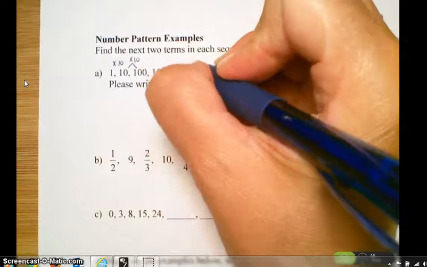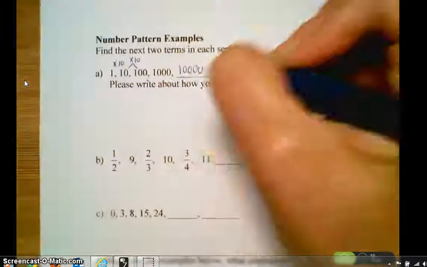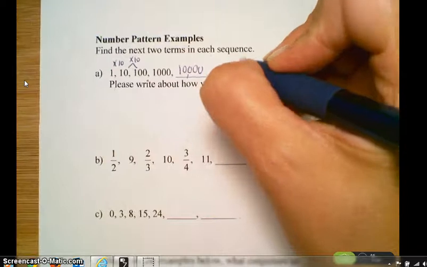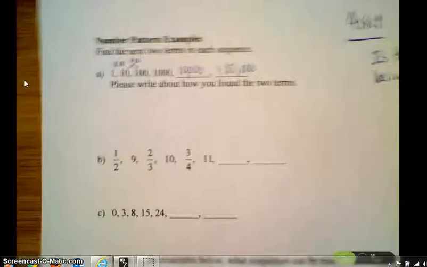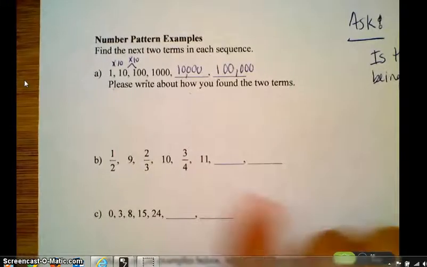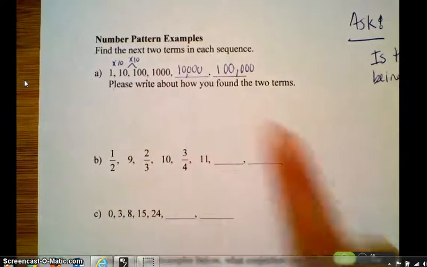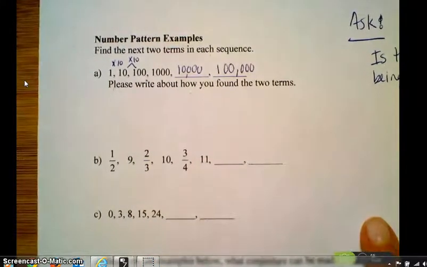Okay, you're back. 10,000 and then 100,000. How many of you thought the pattern was each time I move up, I tack another 0 on? That would also be a legitimate description about the 2 terms that we found.